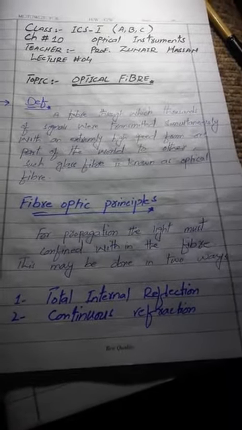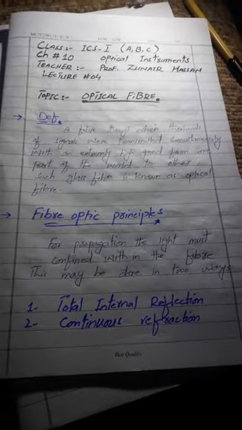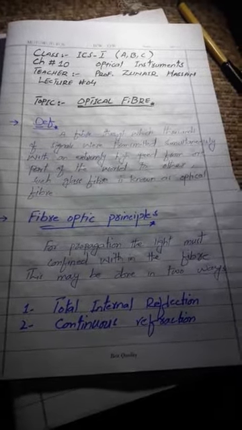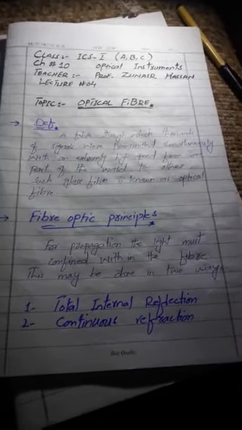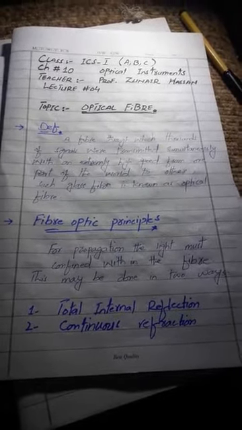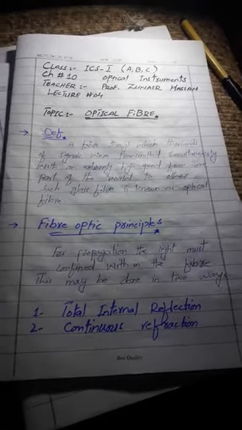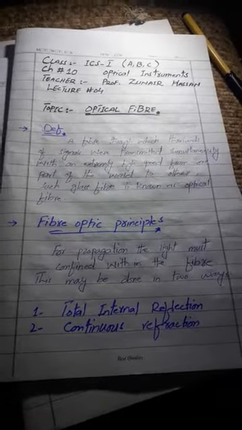First of all, for propagation of the light, for the propagation of the signals or the information, the light must be confined within the fiber. The light or information should not go outside the fiber. It should be confined in the fiber. Whatever information or signal there is, that should remain confined in the optical fiber. For that we can use two ways.